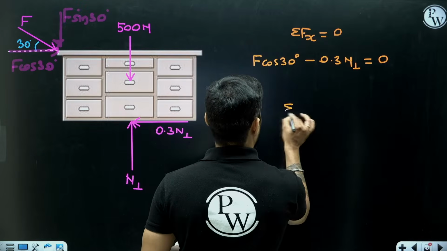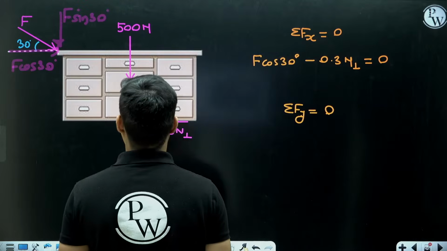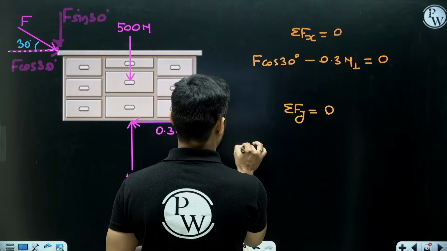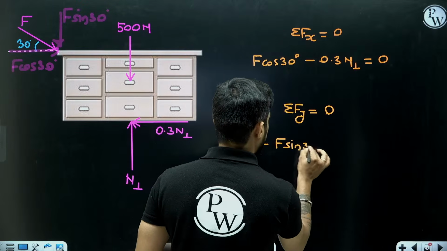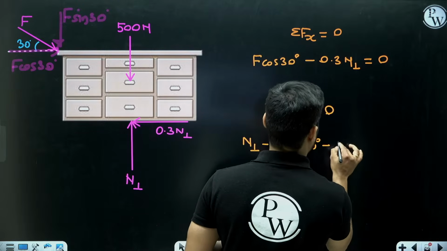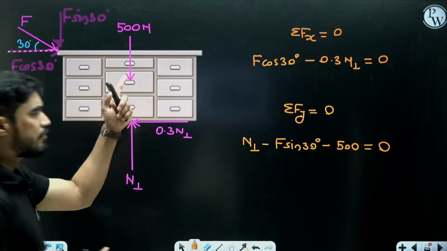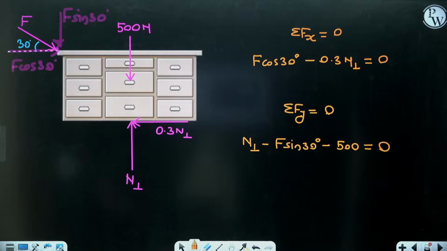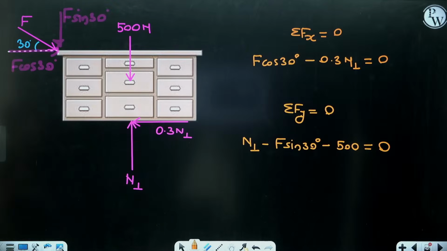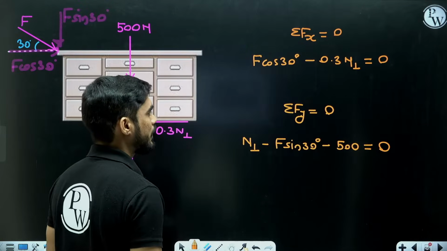Summation of Fy equals 0 gives N1 minus F sin 30 minus 500 equals 0. So you have these two equations and two unknowns. By solving them, you can find N1 as well as F. But I will give you a better solution. What is the better solution?